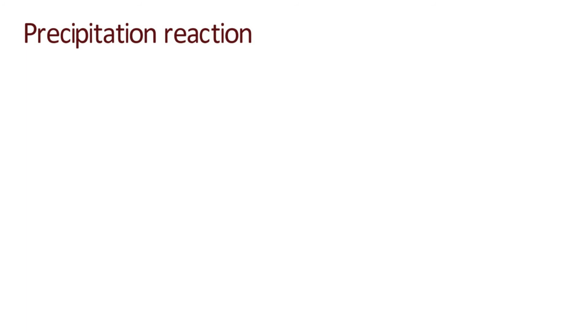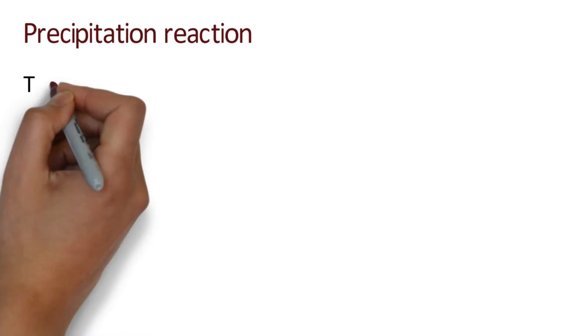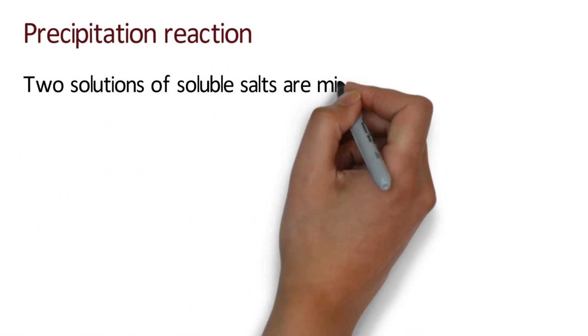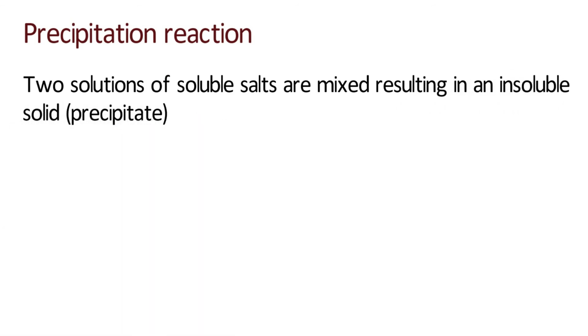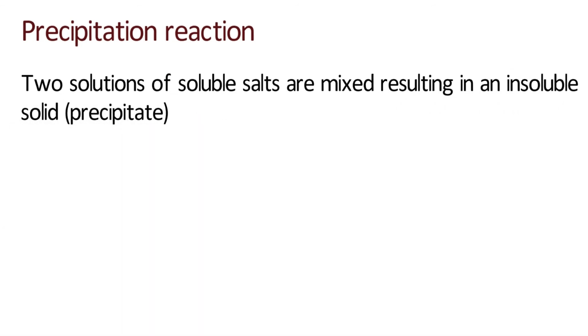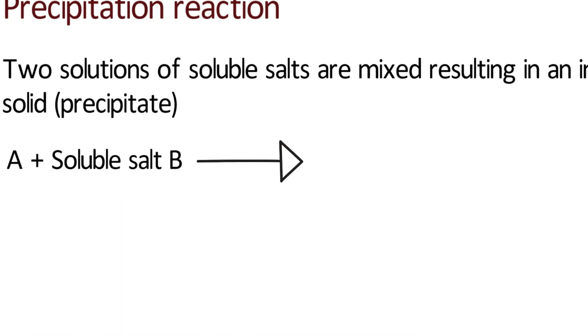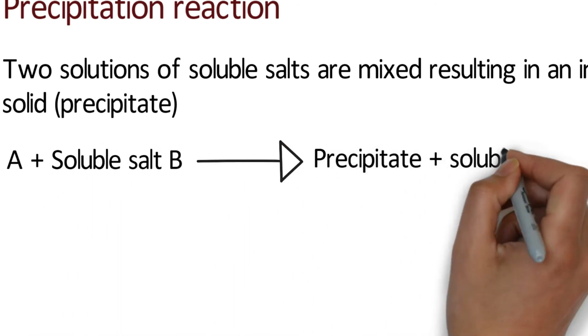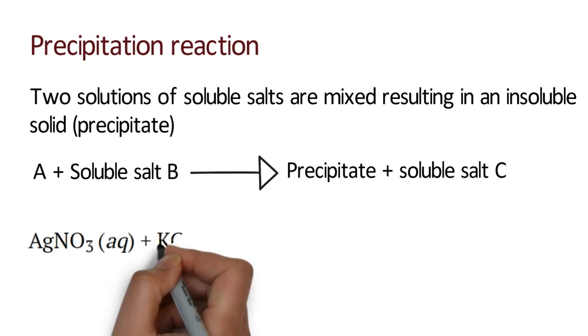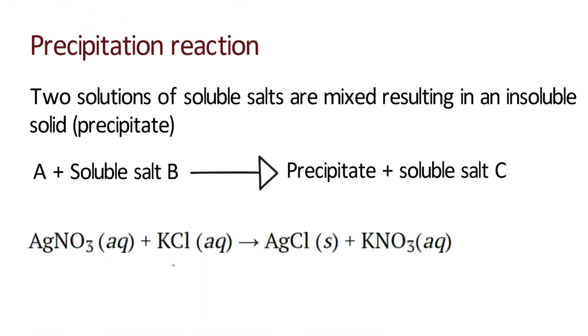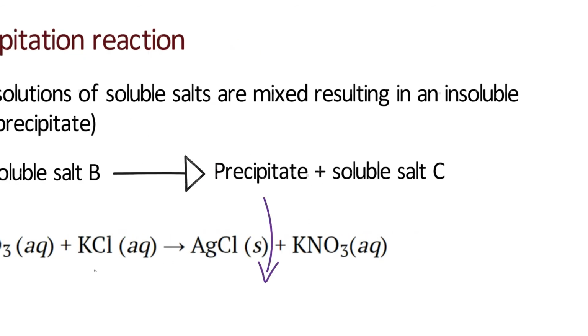Precipitation reaction. A precipitate is a solid that forms out of solution. In precipitation reaction, two soluble salts are mixed, resulting in an insoluble solid. Therefore, precipitate forms. The general form for this type of reaction is A plus soluble salt B forms a precipitate and a soluble salt C. For example, when aqueous silver nitrate reacts with aqueous potassium chloride, it produces aqueous potassium nitrate and solid silver chloride. Therefore, silver chloride precipitates. Precipitation reaction is widely used to prepare insoluble salt.